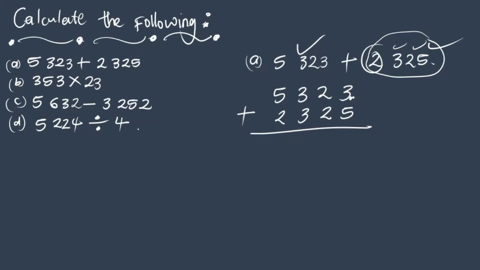So basically what happens here after that is that you add 3 plus 5. That gives you how much? 8. There's nothing to carry there. And then 2 plus 2, how much is that? That is 4. And then here 3 plus 3, that is how much? 6. And then 5 plus 2, that is 7. Easy as that. Hope that makes sense. Now let's go on to the next one.